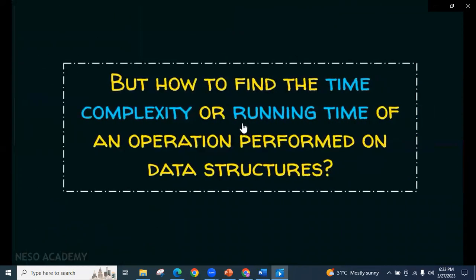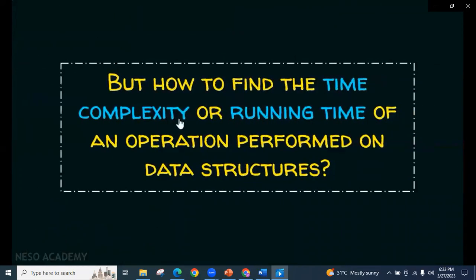But the question is, how do we find the time complexity or running time of an operation performed on data structures? We know that on the basis of operations, we can compare two data structures by comparing their time complexities. But how are we able to find the running time of an operation? This is the question. Let's tackle it using some methods. And here is method number 1.